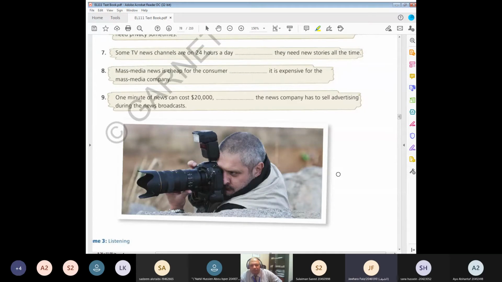Okay, so whenever we have double anything, what's your name? Johara Faiz. Whenever you have any double letter, you pronounce only one letter or one sound, Johara. You don't say mass, it's only mass.